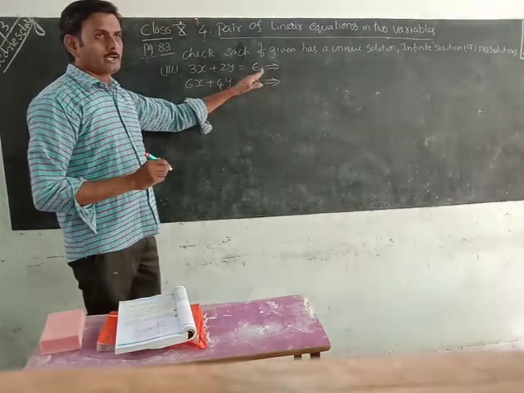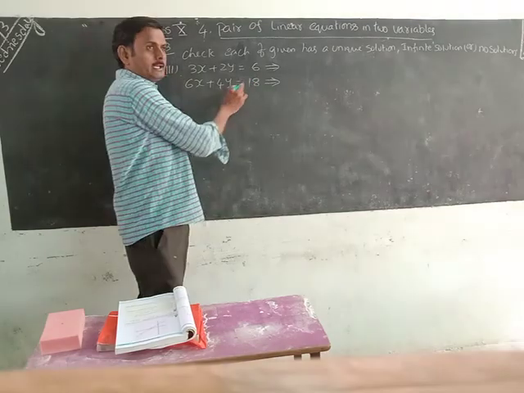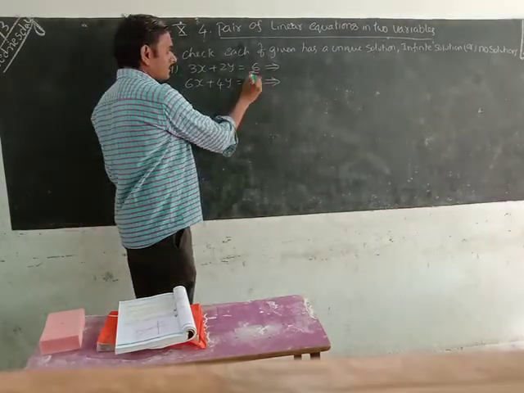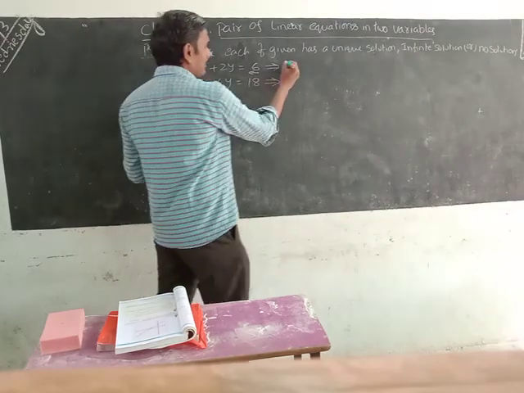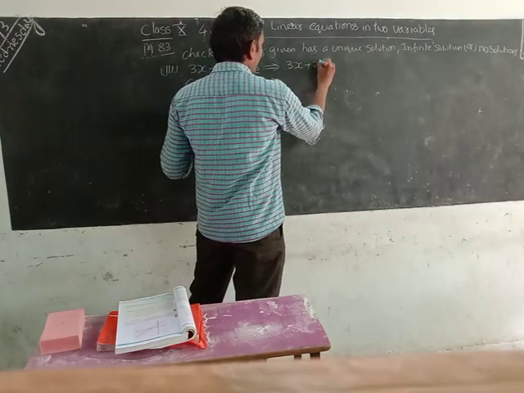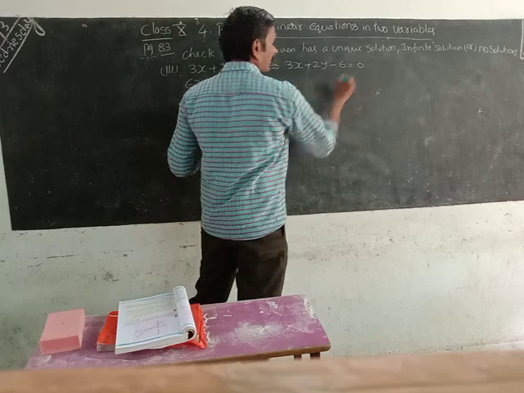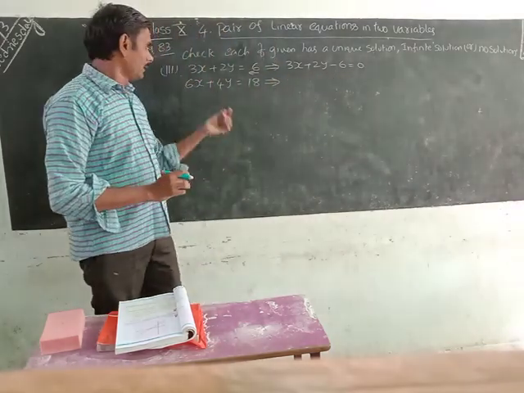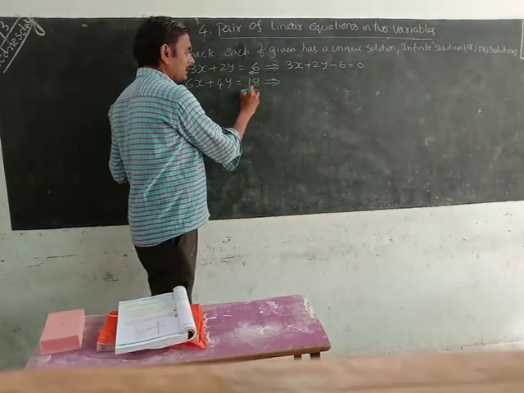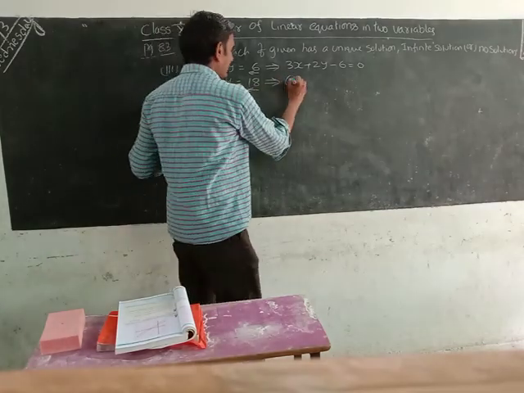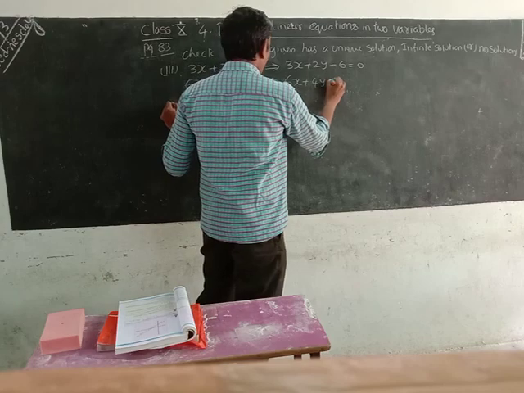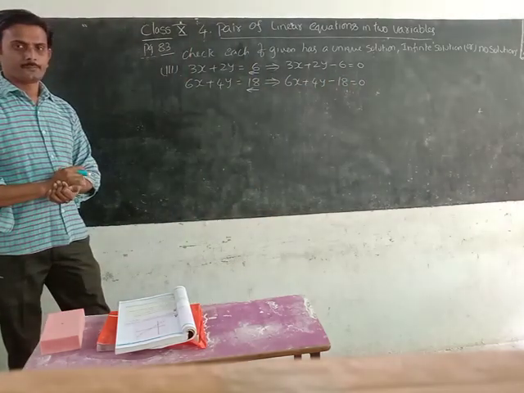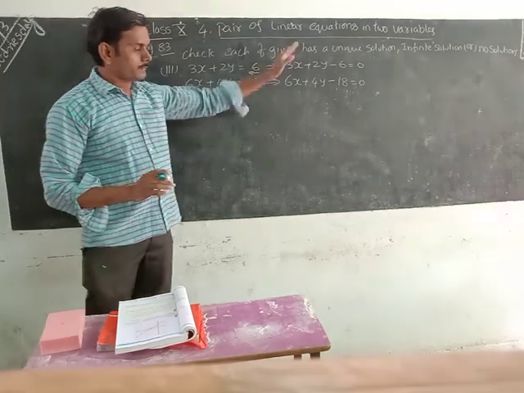Here we have to take 6 and 18 towards the LHS. That means if you move this 6 towards the LHS, then 3x plus 2y minus 6 equal to 0. Similarly, 18 also move towards the LHS. It will be 6x plus 4y minus 18 equal to 0. Okay, these two are equal.